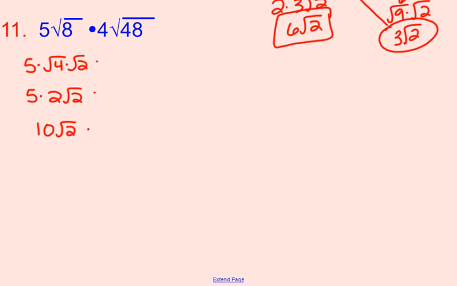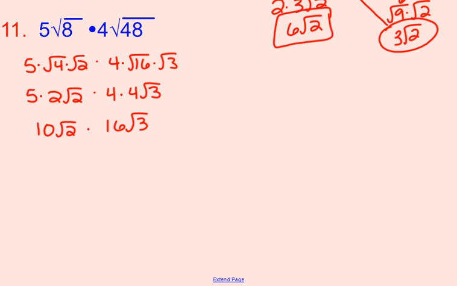Then 48, this one a lot of students make the mistake of picking a 4 is the biggest perfect square, when in fact 16 goes into 48. So I'd have root 16 root 3, so 4 times square root of 16 is 4, so 4 times 4 root 3. Then when I multiply these I get 16 root 3.